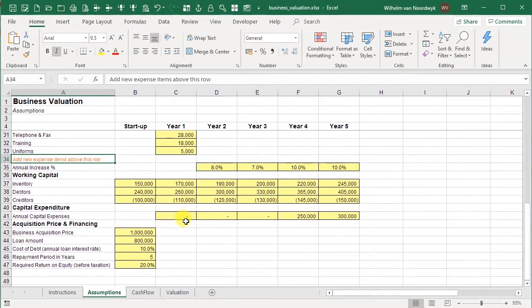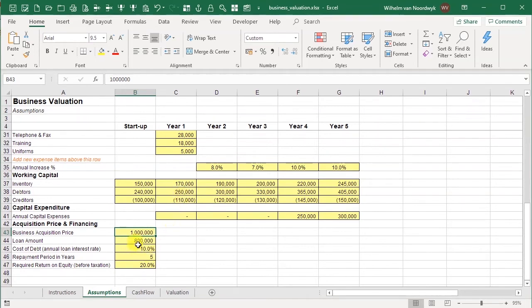And then your last section is probably the most important, your acquisition price and financing. It may seem weird that we're asking for a business acquisition price if the purpose of the template is to do a valuation. But what we need to calculate is the weighted average cost of capital. And in order to do so, we need to know how much debt and how much equity you're going to use in financing a business acquisition.